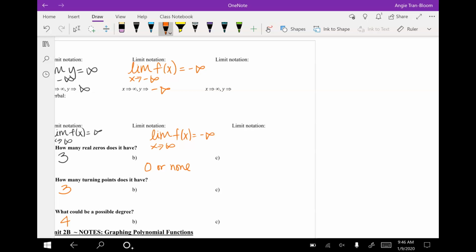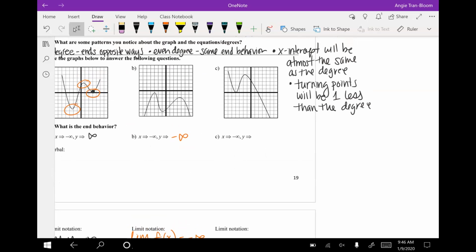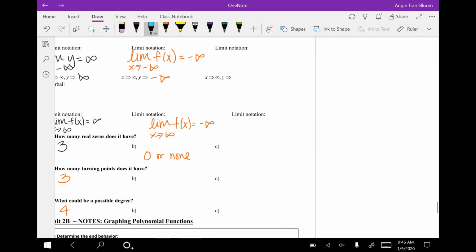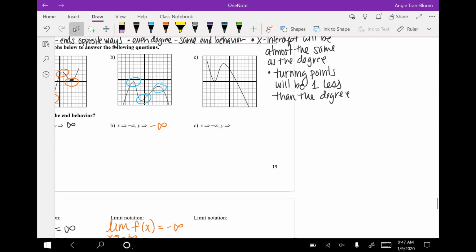How many turning points does graph B contain? 2. Mariana said 2. No, wait, okay. 1, 2, and 3. Good correction. Now look at the end behavior. Does it go the same way or opposite way? Same. That means the degree should be odd or even? Even. So what degree is a possibility here? 4. You're right.